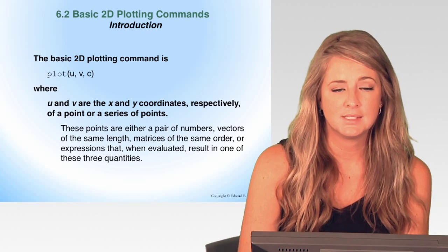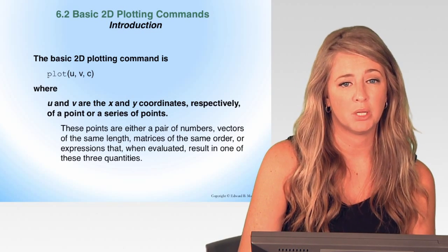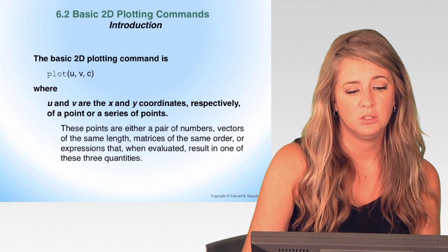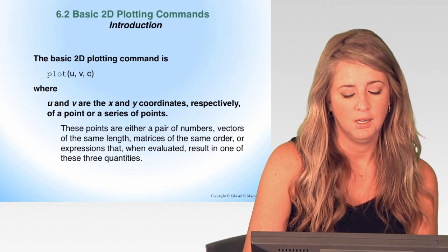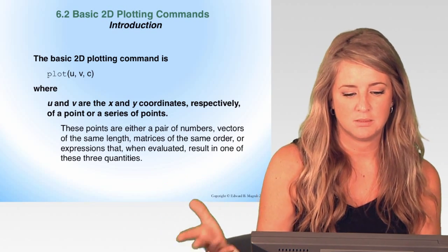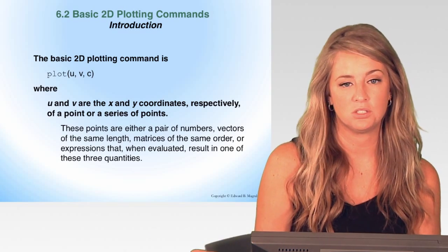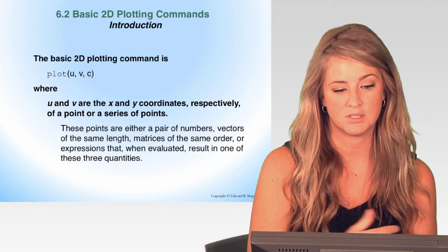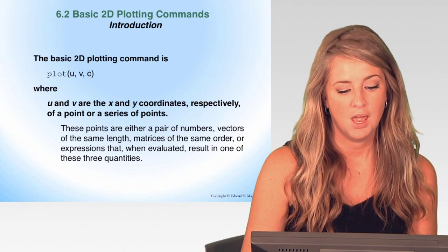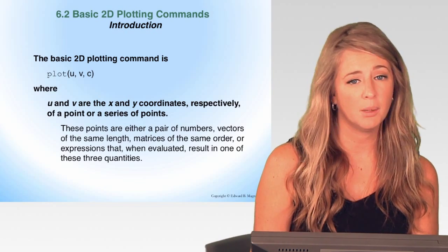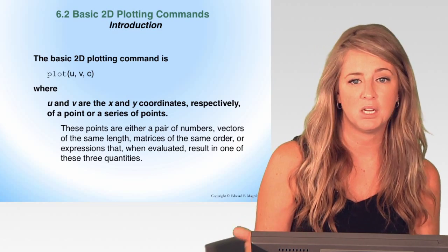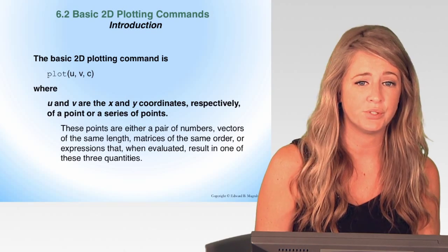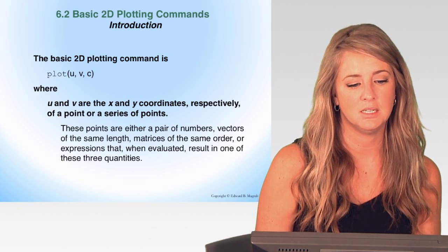So the basic command that we use to plot in 2D in MATLAB is this plot(u,v,c) function. And I don't know why they use U and V. To me, it makes it a little more confusing. But U and V just represent the X and Y coordinates that you're plotting using this function. These points are either a pair of numbers, vectors of the same length, matrices of the same order, or expressions that, when evaluated, result in one of these three quantities.